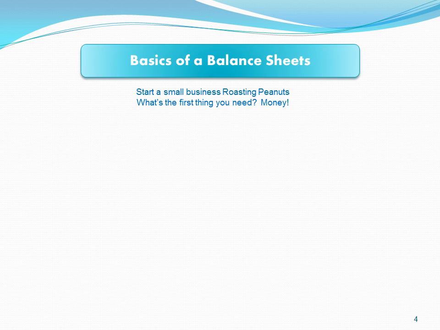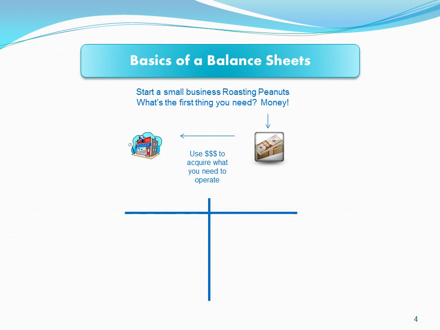So in order to understand the banking system or financial markets, we have to understand balance sheets. So the first thing we're going to do is look at a balance sheet for a hypothetical business here, roasting peanuts. If you just think about starting a small business, I'm sure you can envision the fact that before you get started, you need money. So what we're going to do is describe the beginnings of a company. We raise money of some sort, and we use it to buy stuff, to acquire what we need to operate, whether it's a building, an inventory, etc. And we'd like to put this into a T account or a balance sheet.